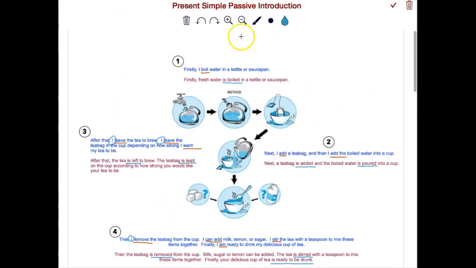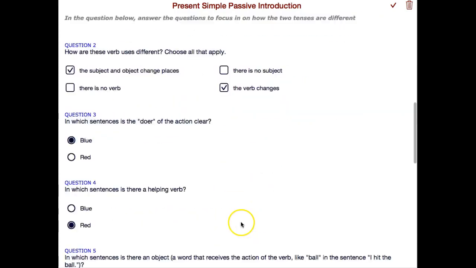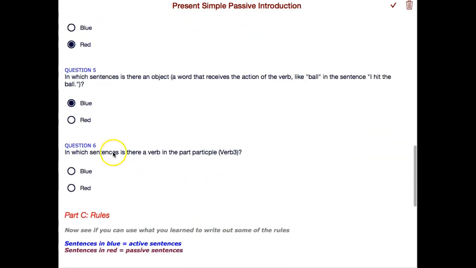Okay, so if we switch to a different color here and we go purple, we could find add what? Add the water. Remove what? Remove the tea bag. Add what? Milk, lemon, and sugar. Stir what? The tea. Okay, whereas here you've got milk, lemon, and sugar, and milk, sugar, or lemon becomes the subject. So only our blue sentences have an object.